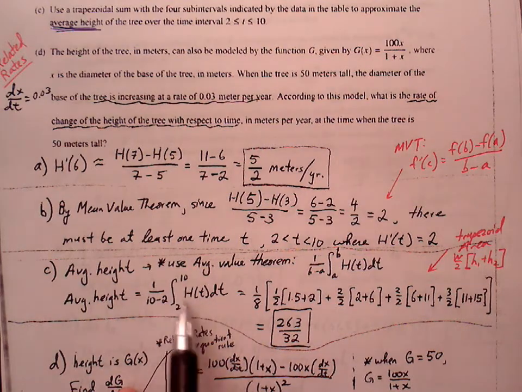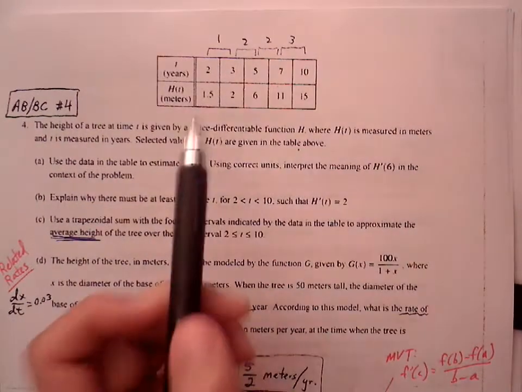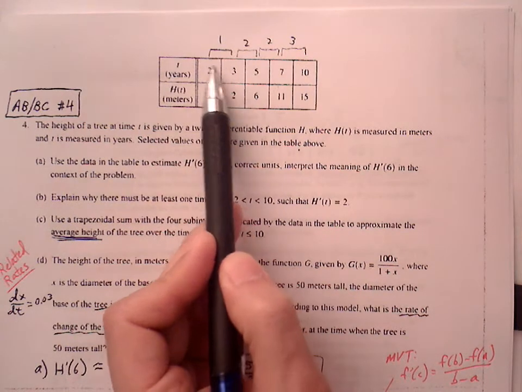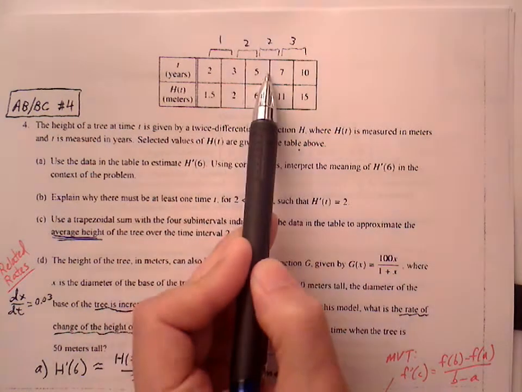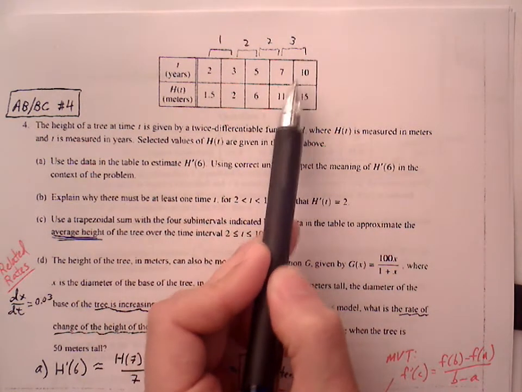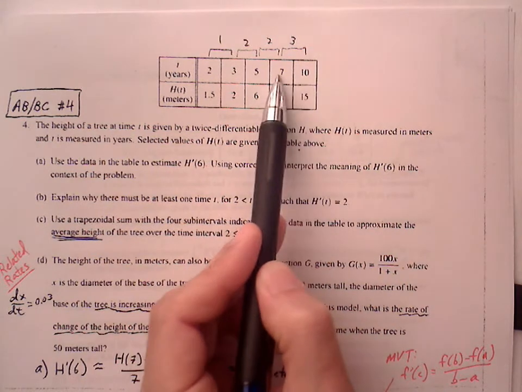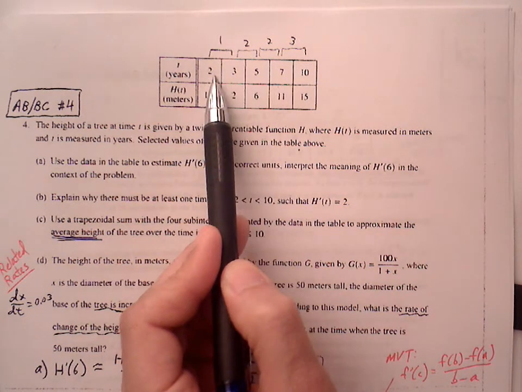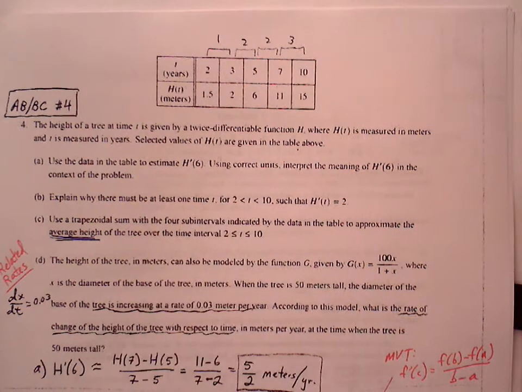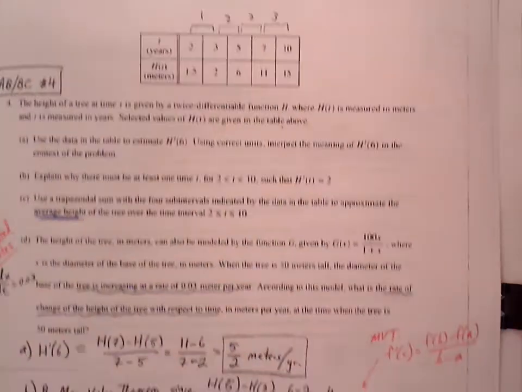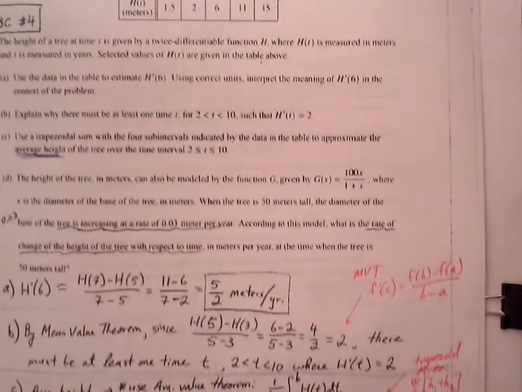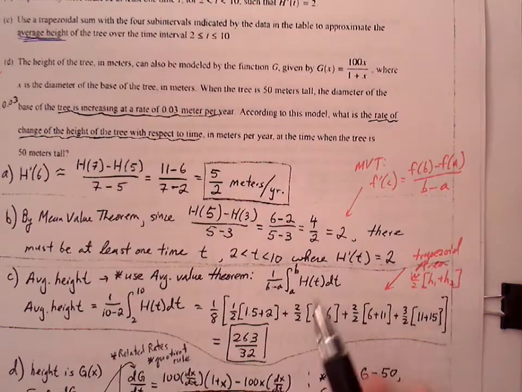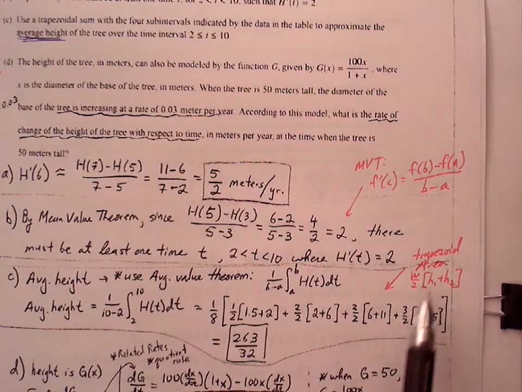And we want to use trapezoids between 2 and 10. So we have a width of 1, a width of 2, a width of 2, and a width of 3, simply by subtracting the values of t in years. And for each of the areas we use width over 2 times height 1 plus height 2. So our formula for trapezoid is width over 2, height 1 plus height 2.